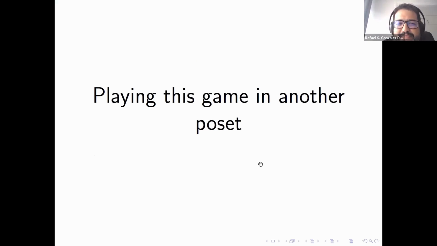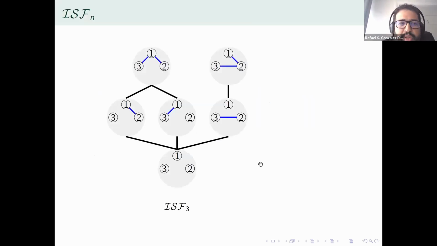I'm going to play the same game in another poset. We call it the increasing spanning forest poset. So we start now on the bottom. All of these elements 1, 2, and 3 are a forest of rooted trees. In this particular case, 1 is just a forest with its own root. And to go up in the poset, we are going to start merging roots and choosing the smallest. So if I merge 1 and 2, I choose the smallest, and then I go up to this element here on the left.